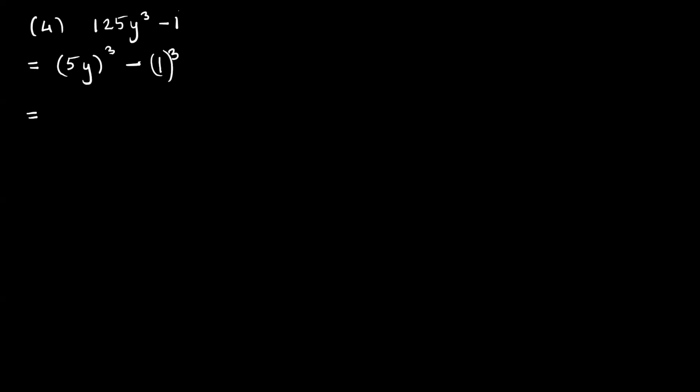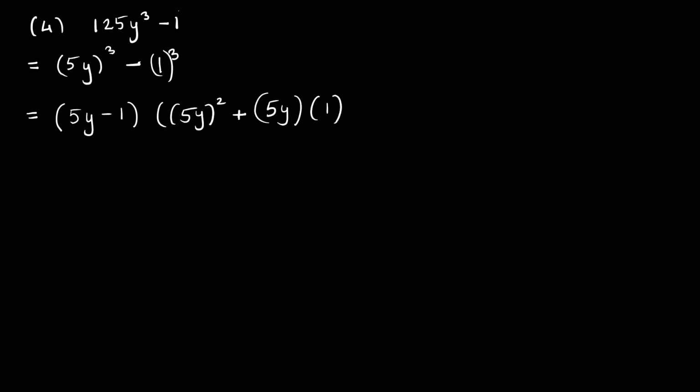First bracket, a minus b. Second bracket, a square plus ab plus b square, bracket close. So what will be in the first bracket here? 5y minus 1. And next one, first term 5y square, then plus 5y multiplied by 1, then plus 1 square.